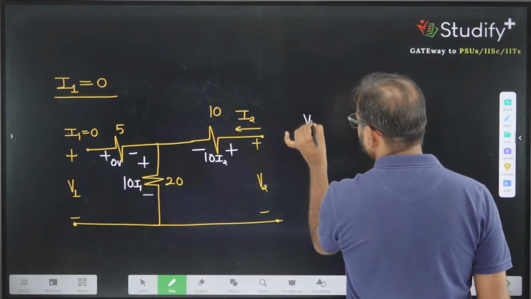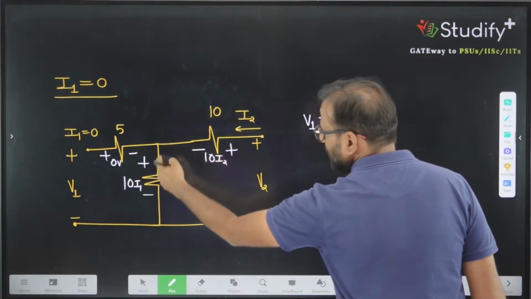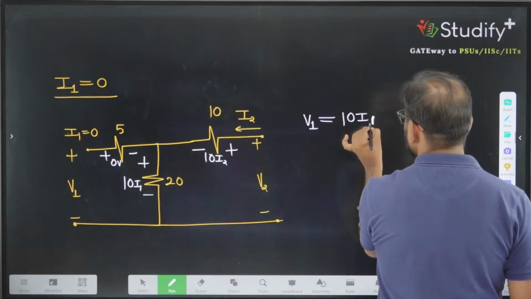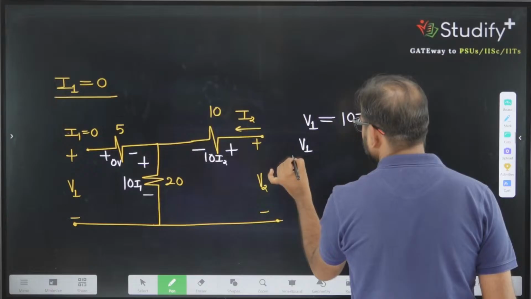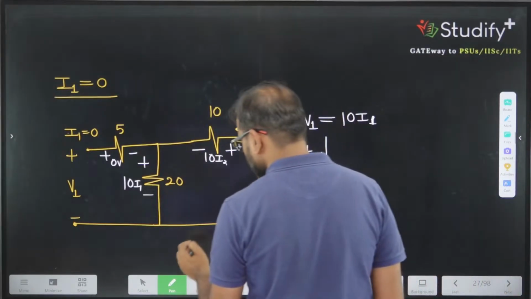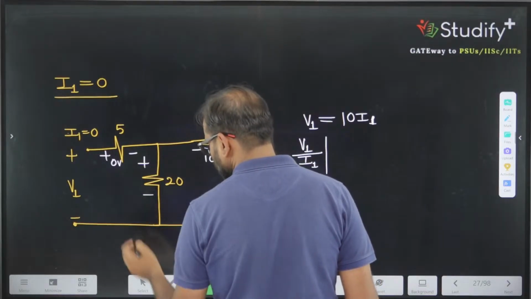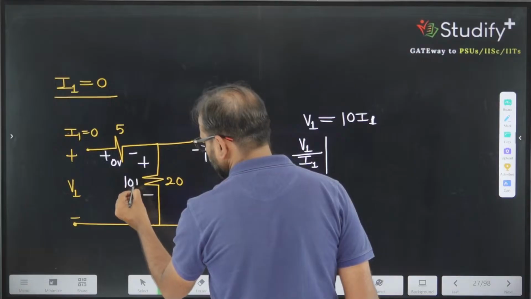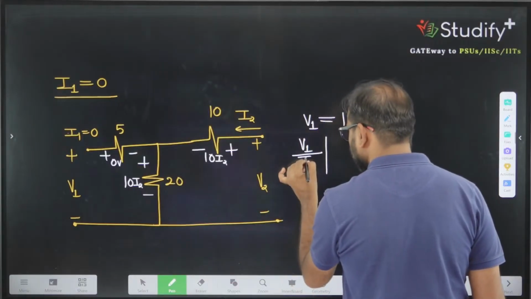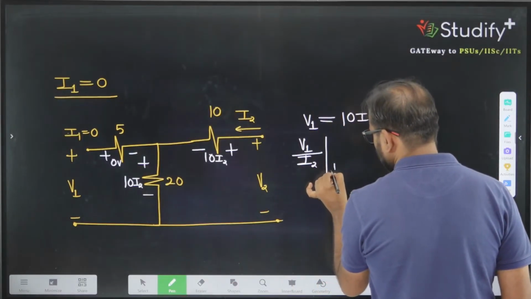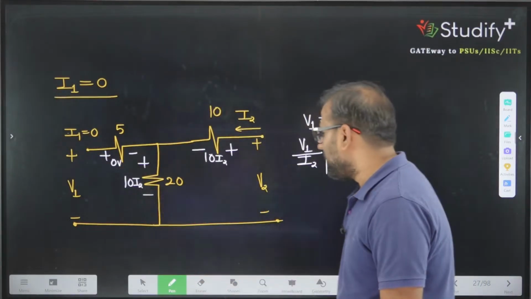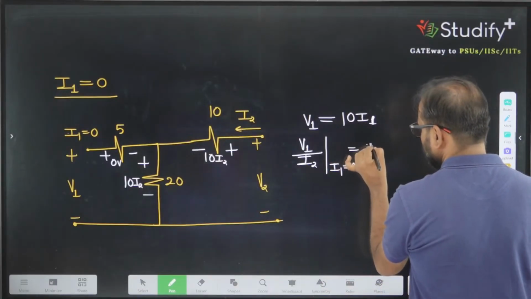So the value of V1 is nothing but, since this potential drop is 0, this is equivalent to 10 I2. So can I say the value of V1 divided by I2, this value is not 10 times I1, this value is 10 times I2. So V1 divided by I2 is 10, and this value is 20.